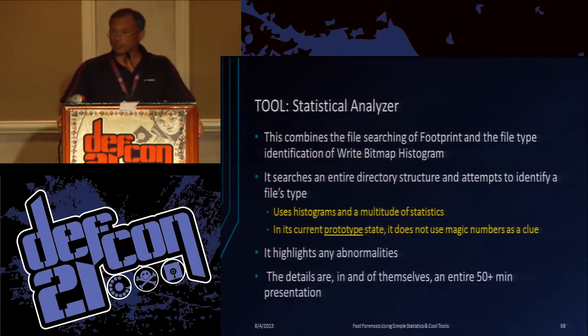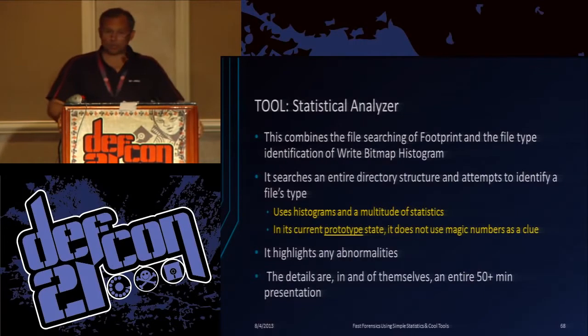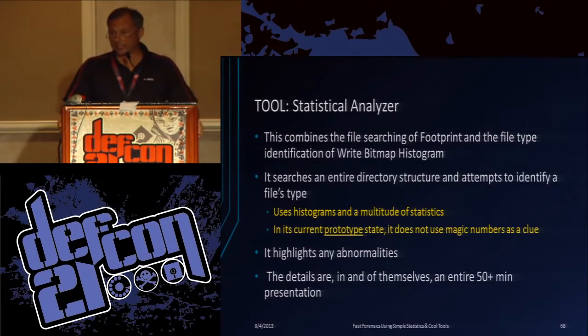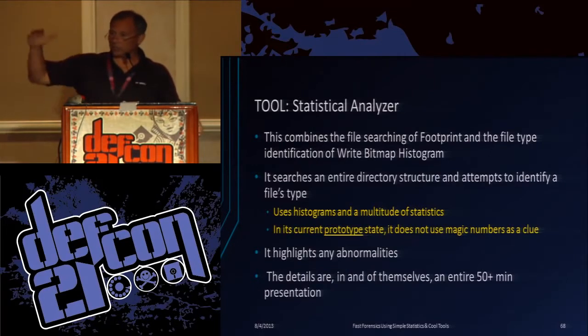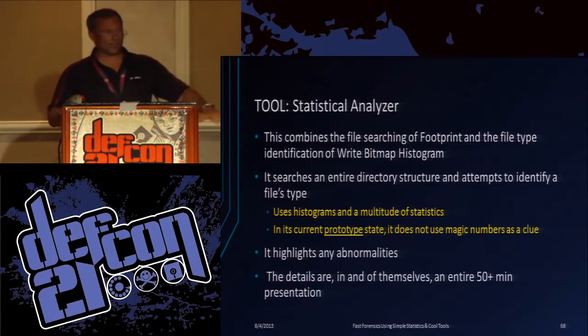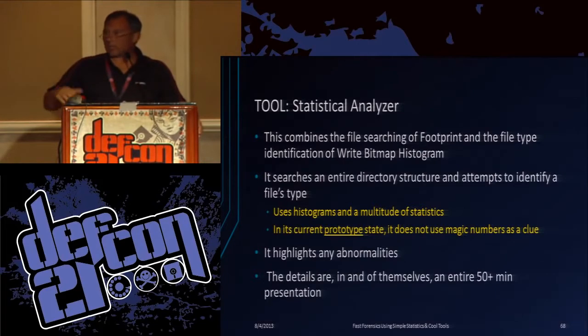Statistical analyzer. This one takes the footprint program and combines it with the histogram tool to automate the analysis. You set it loose on a directory and it will iterate through all the subdirectories and run about 10 different statistics, not just entropy. It'll create histograms, it'll create bitmap images if you want, and then it will compare them to a baseline. It's a training-type phase program. Then it'll spit out any anomalies. For example, this one says it's a JPEG, but it doesn't look like a JPEG. It has low entropy. Or this one says it's text, but it's got high entropy.